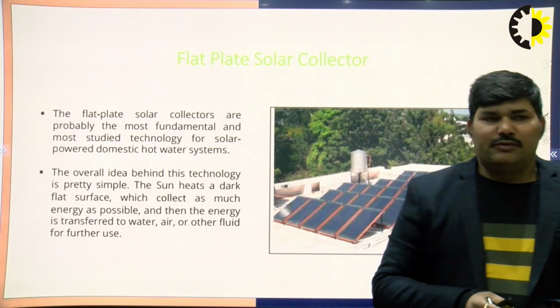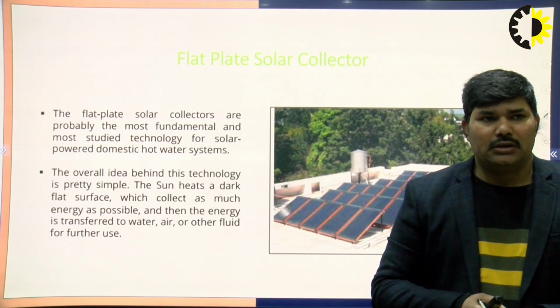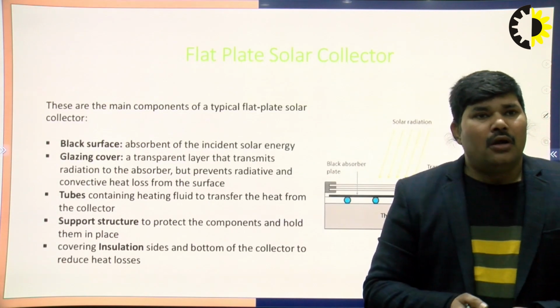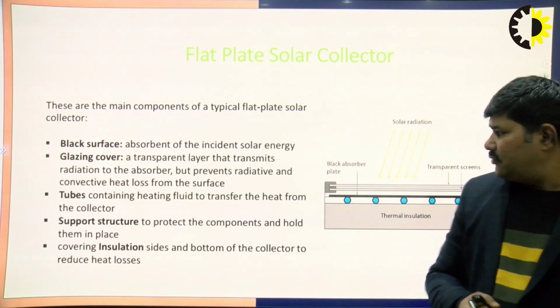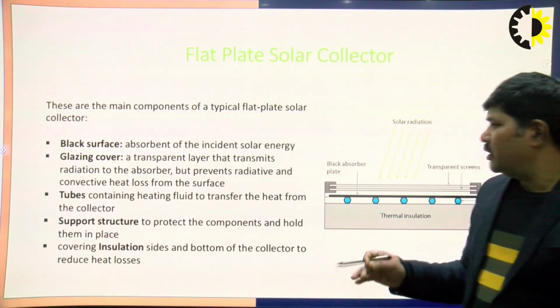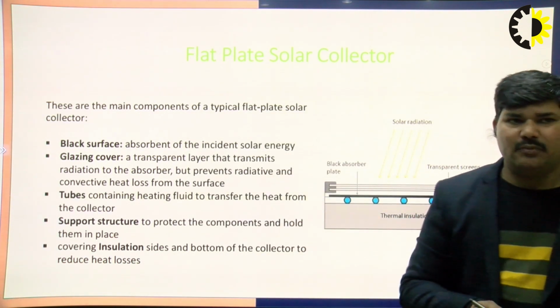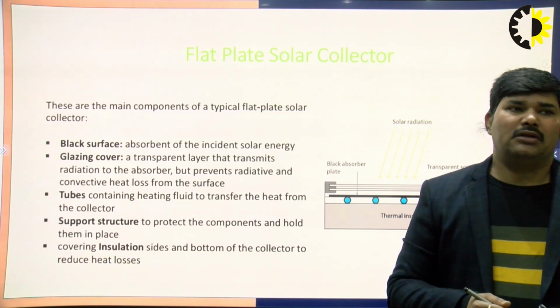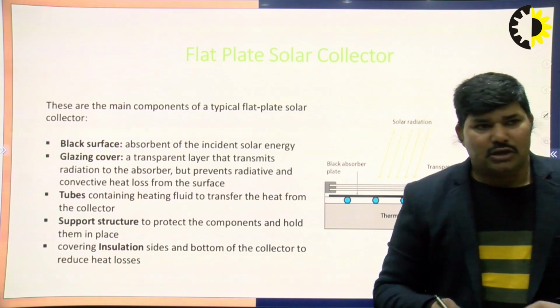The flat plate collectors are probably the most fundamental and most studied. We can say the full flat plate thermal installation is there. So we can see these are the main components of a typical flat plate solar collector: the black surface, glazing cover, then the tubes and the support structure.